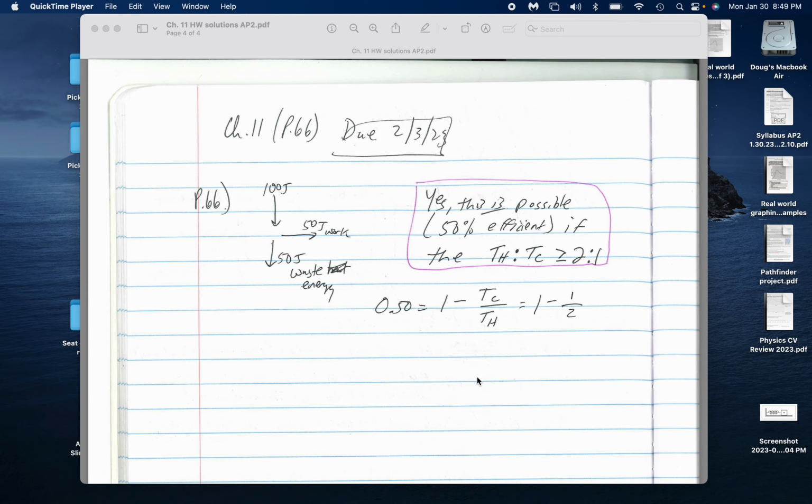Problem 66. It says an engineer claims to have measured the characteristics of a heat engine that takes in 100 joules of thermal energy and produces 50 joules of useful work. Is the engine possible? Yeah, you can get out 50 joules of useful work from putting in 100 joules of thermal energy, but that means only 50 joules will go to the cold reservoir, and you had 100 joules of energy coming from the hot reservoir. So the ratio of temperatures, hot to cold, would have to be greater than or equal to 2 to 1. Something like that. Okay.